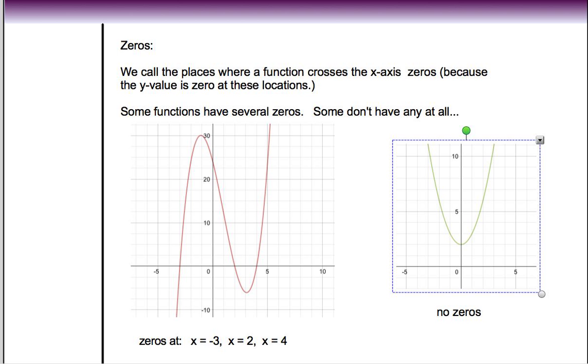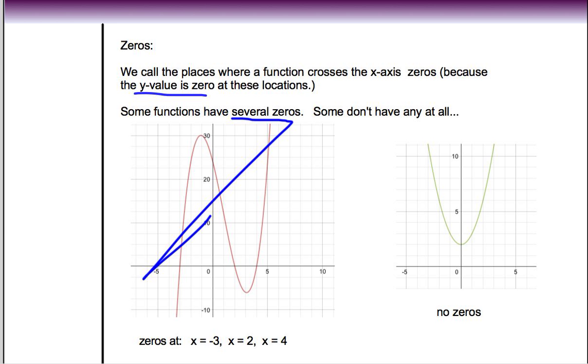All right, let's talk about zeros. Where a function crosses the x-axis is called a zero because when it crosses the x-axis, the y value is 0 at that location. So some functions have lots and lots and lots of zeros.